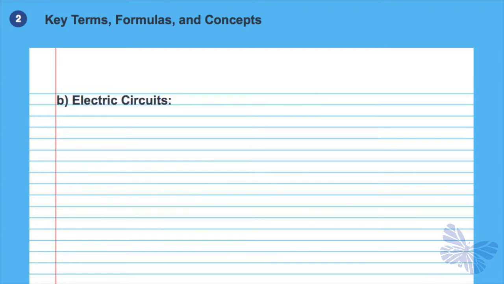Alright, so the second portion of what you cover in this class is electric circuits. And so a circuit is defined as basically a path through which a current can flow.